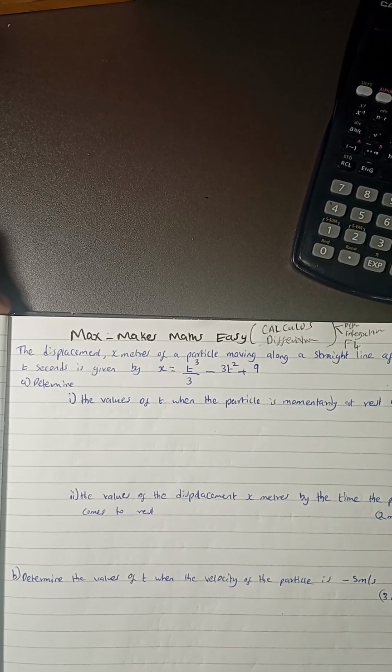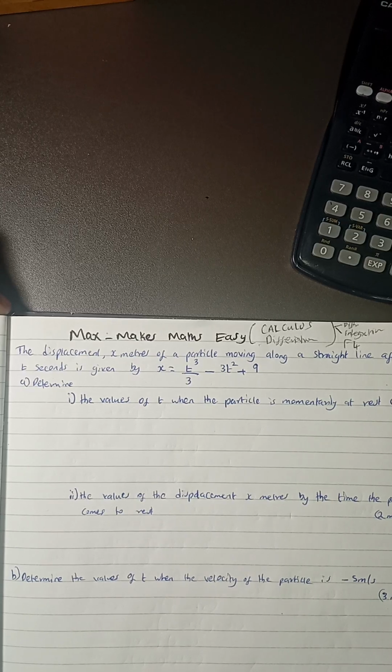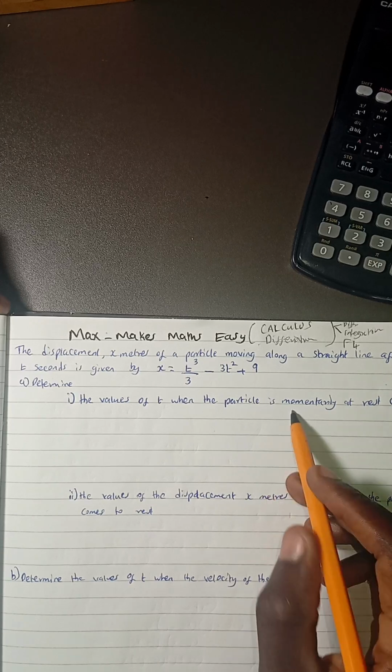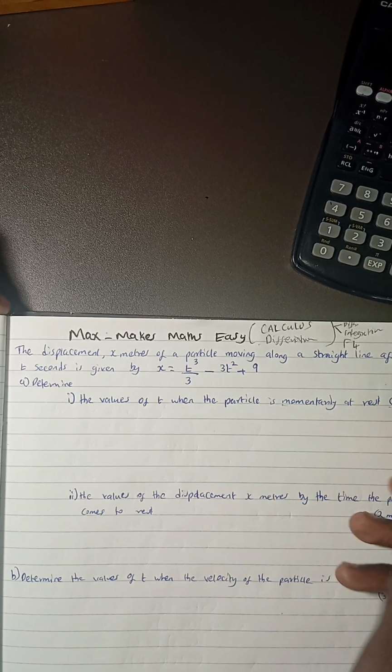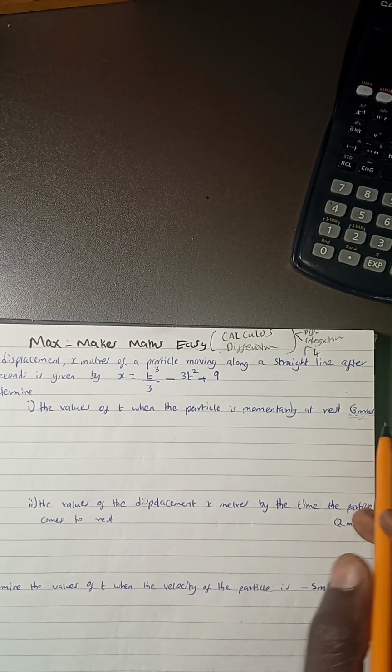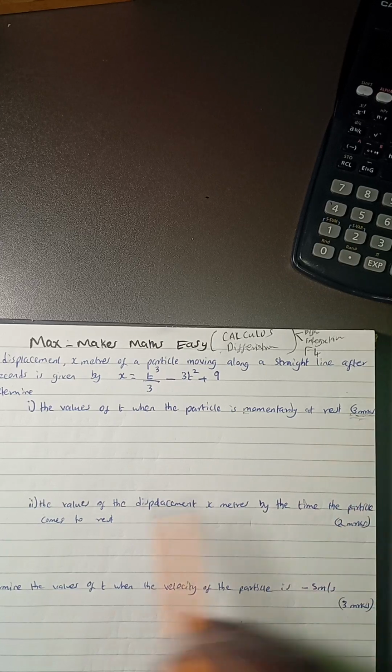Let's dig into our question that reads: the displacement x meters of a particle moving along a straight line after t seconds is given by x equals t cubed over 3 minus 3t squared plus 9. Our first question is to determine the values of t when the particle is momentarily at rest, that is 3 marks.